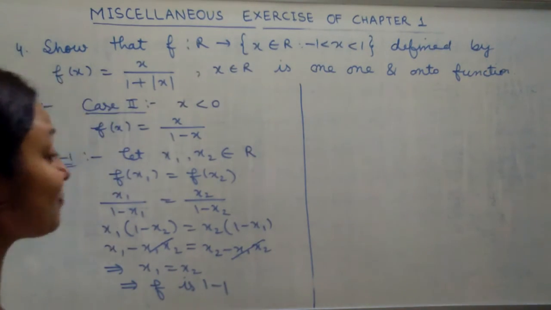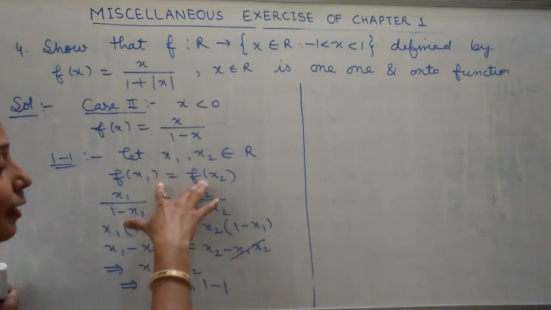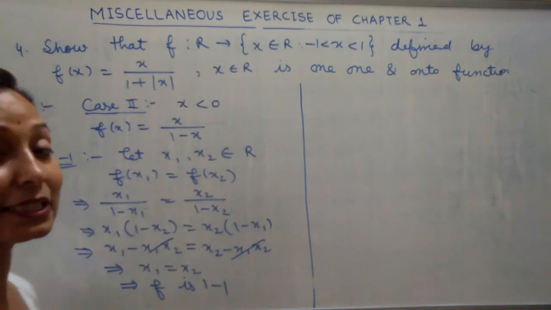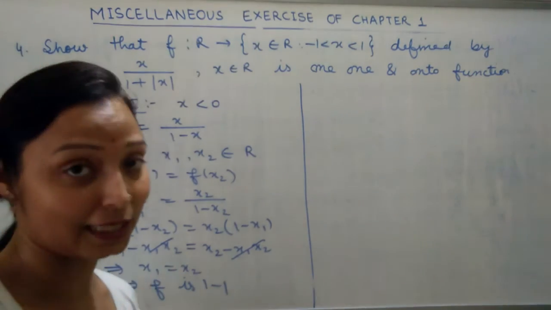First, f is 1-1. We have to start from the same mapping and reach x1 equals x2. So this means f is 1-1 in the second case also.